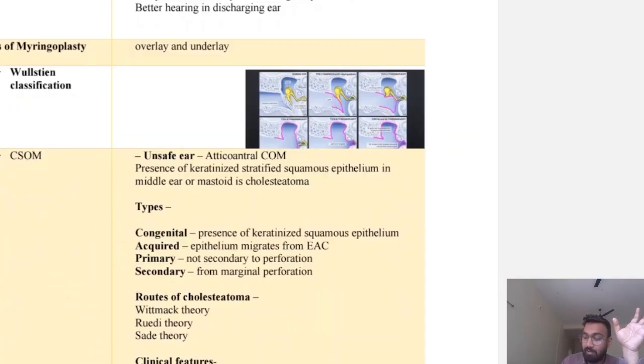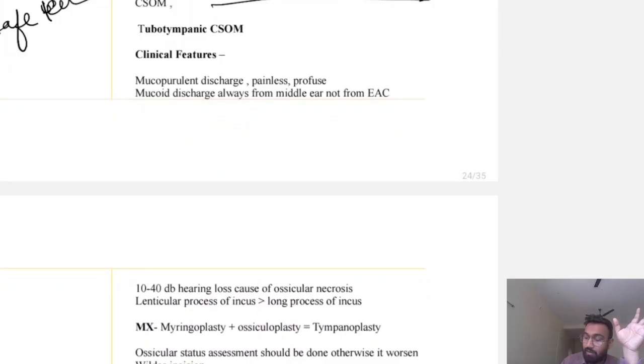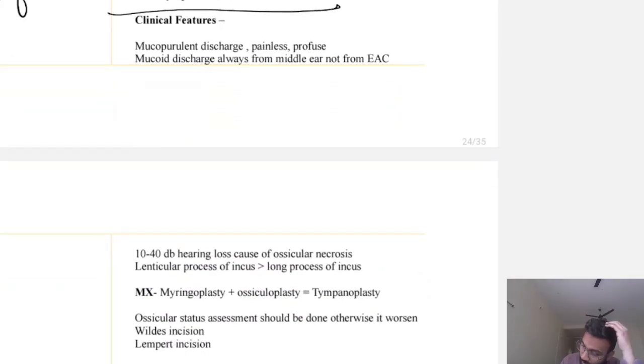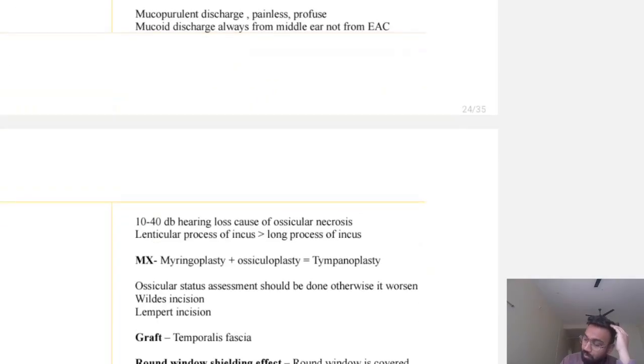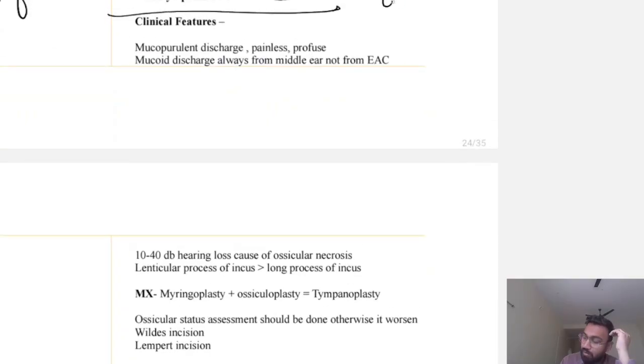It is unsafe here. Okay. So chronic otitis media, it is permanent in the central pars tensa. It is tubotympanic. It is also known as CMOM, that is chronic mucosal otitis media, or tubotympanic chronic suppurative otitis media.